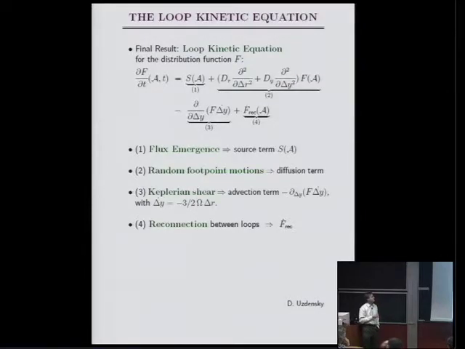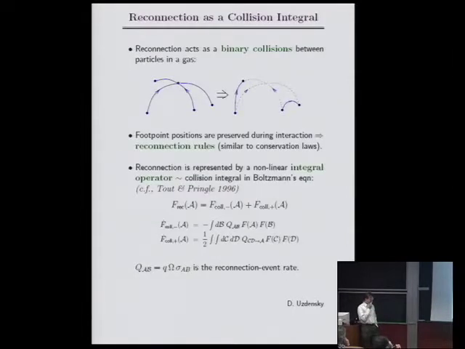It will have a diffusion-like term, which in general is anisotropic, that describes the random foot point motions on the surface of the disk. It will have a relatively trivial Keplerian shear term, which is just advection, with a velocity that is itself proportional to the radial foot point separation. It's driven by shear. And then finally, there is this collision term, which arises from reconnection. And this, of course, is the most non-trivial but very important term. I'll spend one slide on it.